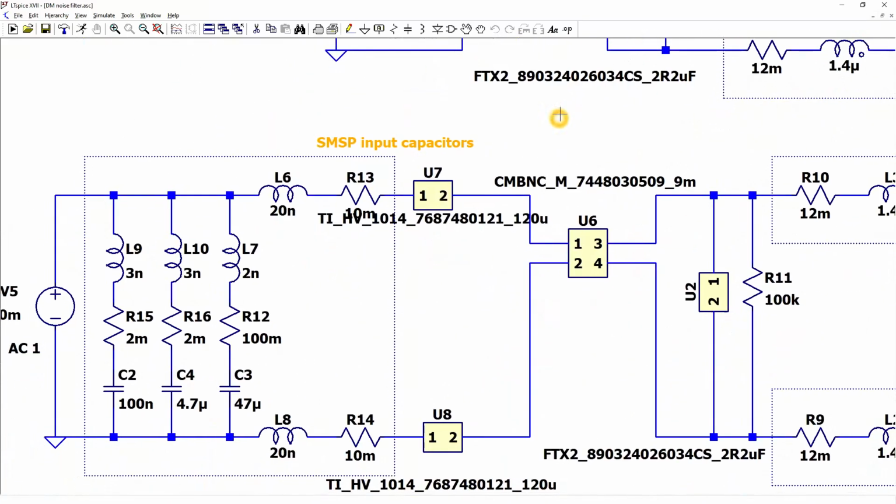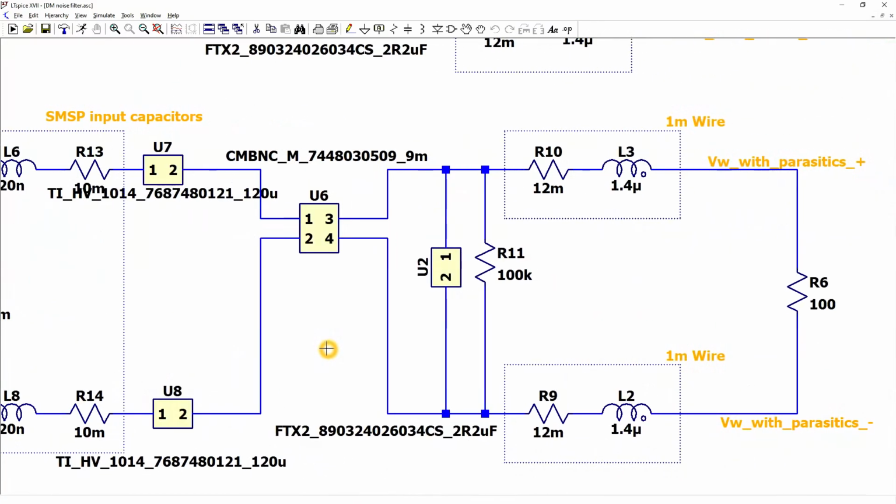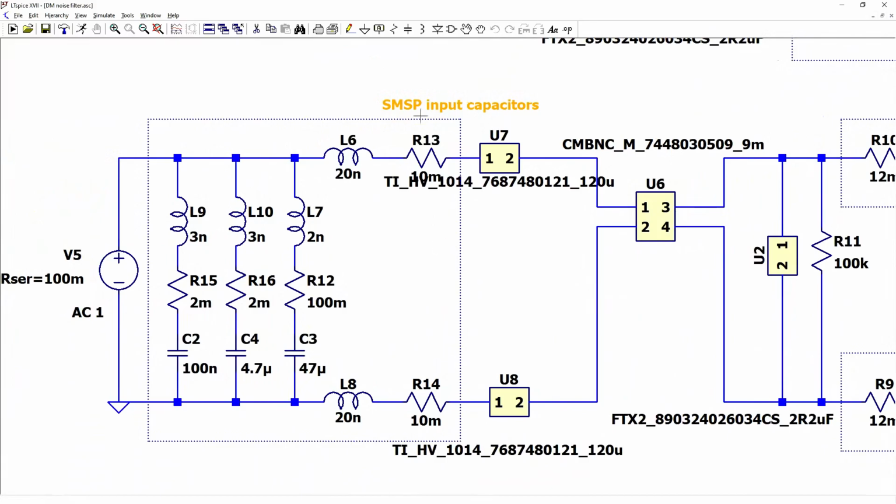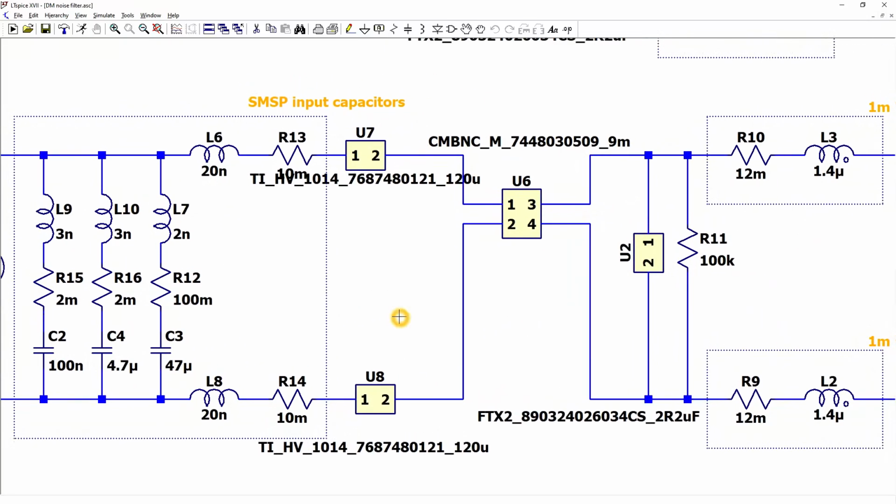And the last circuit is the circuit with cable parasitics, but also with our input trace inductance and our input capacitors for the SMPS that we will have in our device. We have 3 types of capacitors, and we will see how these capacitors influence our results, and also because our differential mode attenuation will not be enough, we have 2 additional differential mode inductors that we'll use to increase our attenuation. Let's see the results.